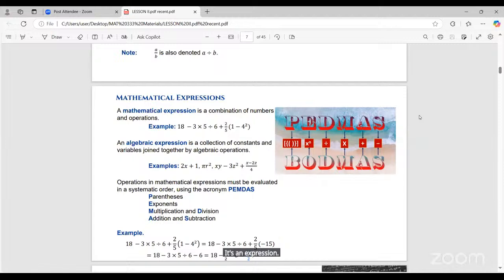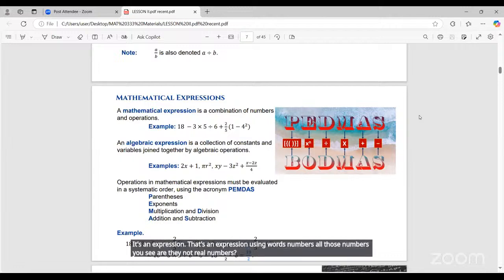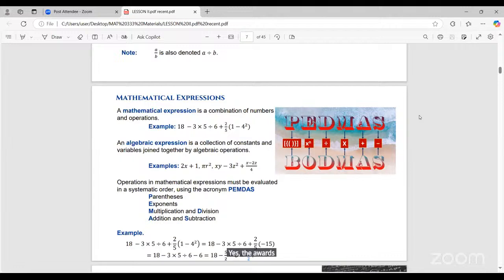That's an expression using what? Numbers. All those numbers you see, are they not real numbers? Yes, they are real numbers. We call it a mathematical expression.